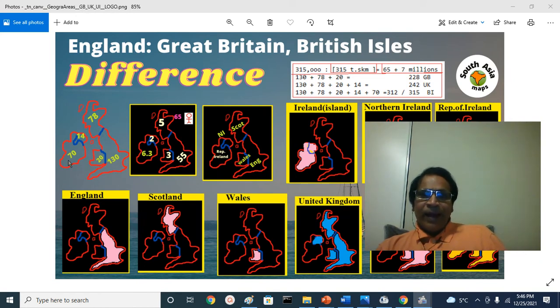And there is one more island. This is the Republic, and this is Northern Ireland. Again, remember, the Republic, that is the Irish Republic, Republic of Ireland, is a little more than Sri Lanka, but less than Scotland, because Sri Lanka is 65. This is 70, Scotland is 78, makes sense. And Northern Ireland, NI, is a little less than Wales. Wales is 20, so this is 14. I have here England, 130, Scotland 78, Wales 20, Northern Ireland 14. The entire country, United Kingdom, is 242.